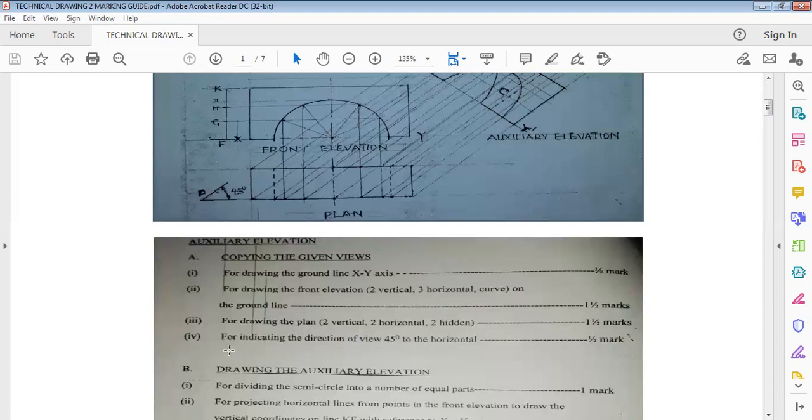And then Roman figure 4 says that for indicating the direction of view at 45 degrees to the horizontal, you have half mark. So this is what they mean: you are indicating the direction of view at an angle of 45 degrees, and you'll be given half mark for doing that.